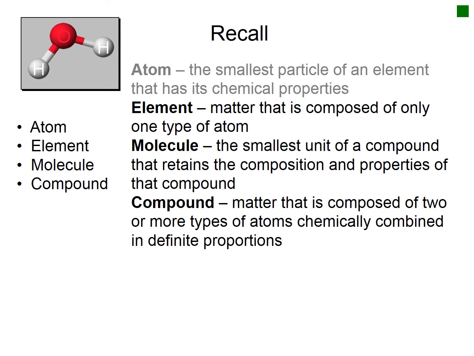All right, so if you recall what we've talked about previously, we have the atom being the smallest particle of an element that has the chemical properties. And an element is essentially that matter that's composed of only one type of atom. So an element is a scoop of atoms. A molecule is the smallest unit of a compound that has the composition and properties of that compound, so you can think of a molecule as a scoop of that compound. A compound is composed of 2 or more types of atoms chemically combined in proportions. And when we're talking about ionic compounds here, we're usually referring to a formula unit.